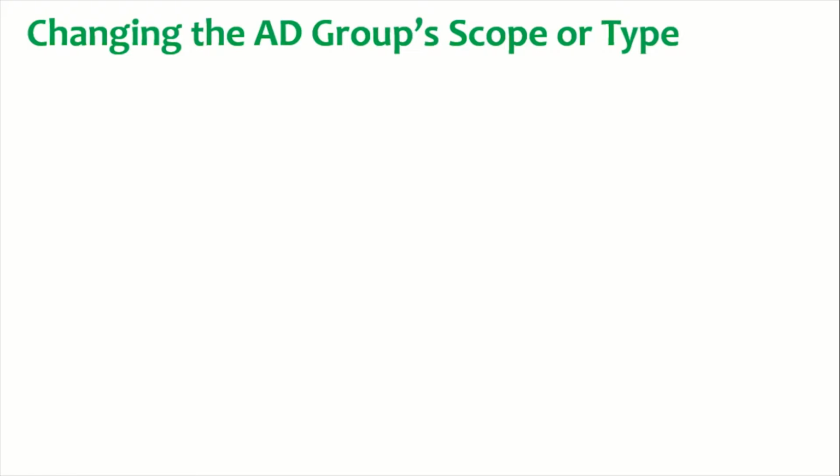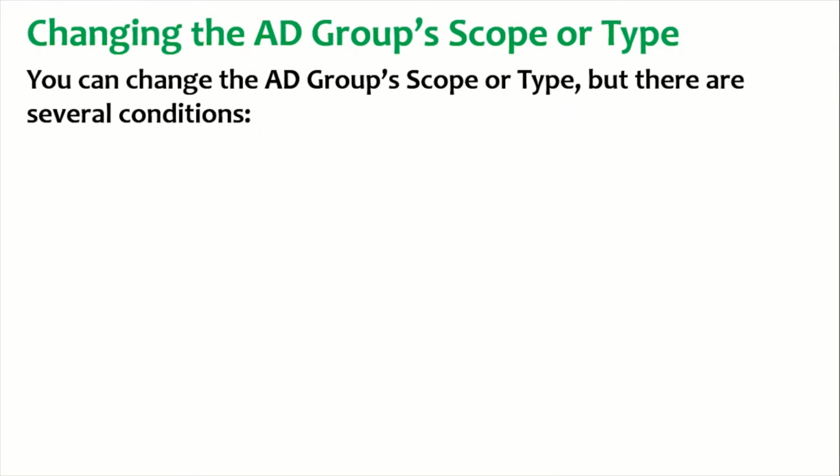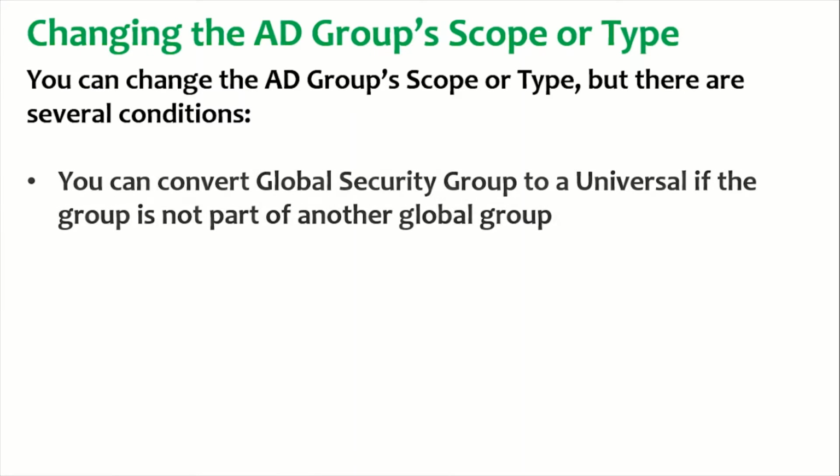So let us focus on changing Active Directory group scope and type. So can we change group scope and group type? Yes, you can change the Active Directory group scope or type. Okay, but again, there are some conditions over here. So you can convert a global security group to a universal group if the group is not a part of any other global group.